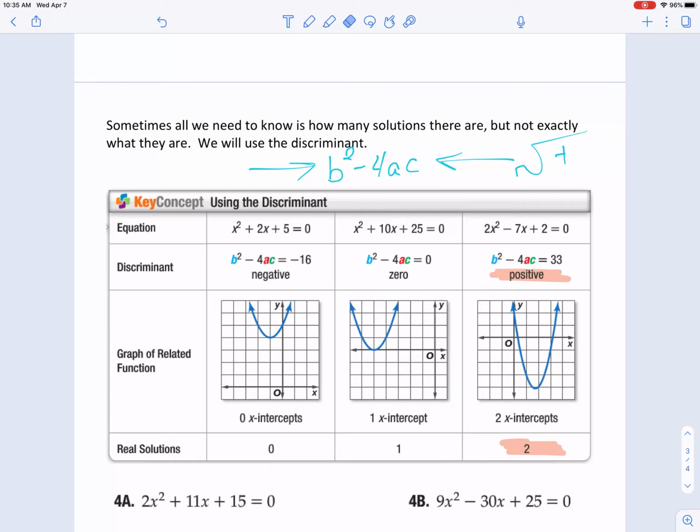Now let's say that you do b squared minus 4ac and you get a 0. Well, the square root of 0 is 0. Not positive 0, negative 0. It's just plain boring 0, which means that you can't really divide it into 2 equations. And if you do, you're just going to get the same answer. So if your discriminant equals 0, then it's going to have one x-intercept, and it's going to be at the vertex. Right there, right?